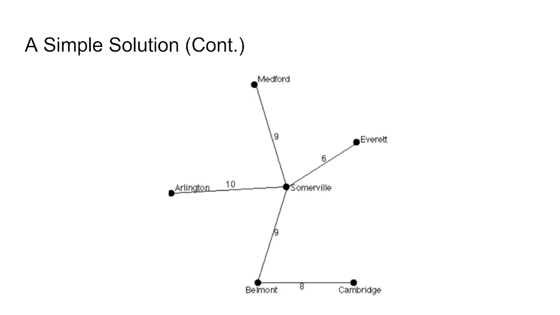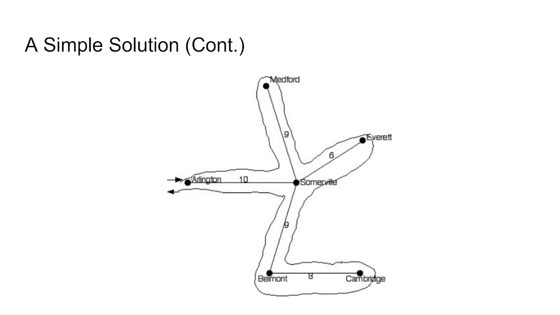This is already a minimum spanning tree, which includes six cities with the cost of going from one city to another, right? And we double the edges here, as you can see. You go from Arlington to Medford, and then Everett, and then Somerville, Belmont, Cambridge, back to Belmont, and Somerville, and Arlington. So as you can see, each edge is doubled here, right? Because you can go from one to the other and then go back.